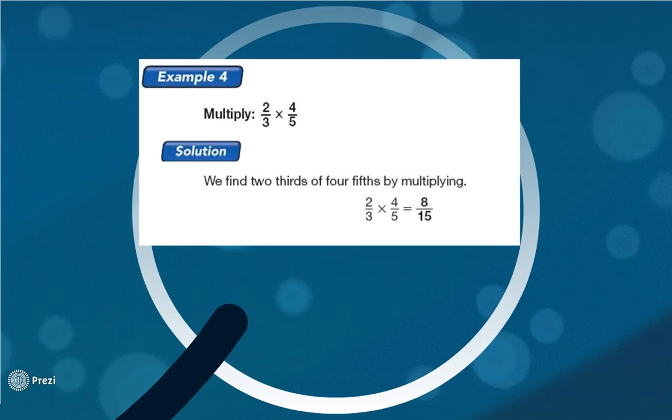All right, example number 4: 2/3 times 4/5. Basically, do the top first, 2 times 4, then 3 times 5, and then what we have is 8/15.